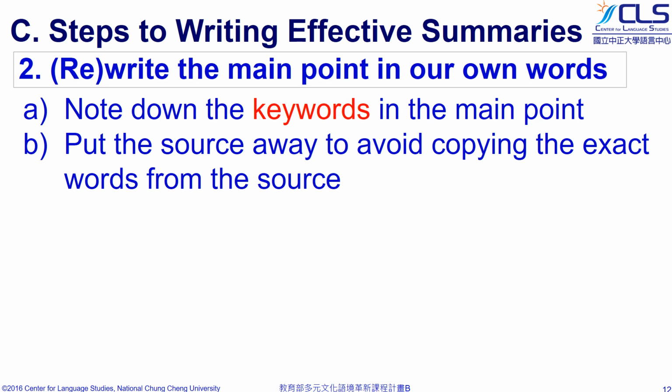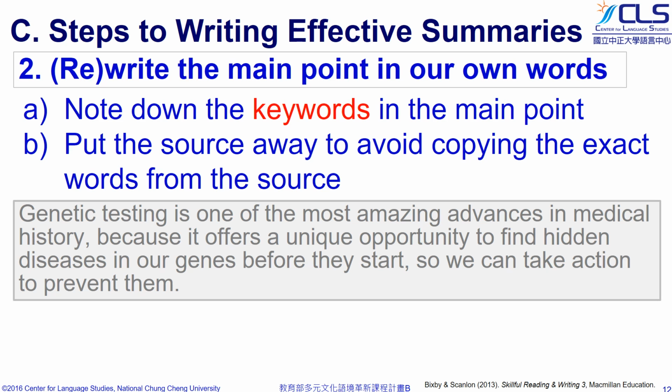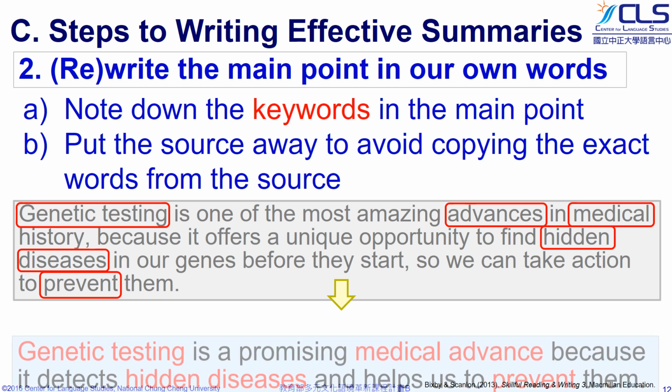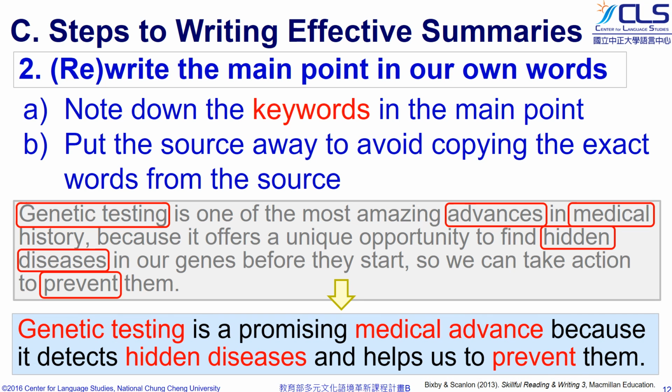After the main point is identified, the next step is to rewrite the main point in our own words. To avoid copying words from the source, it's better to note down just the keywords. As the example shows, all the keywords from the source are kept, so we only need to put them in our own words.